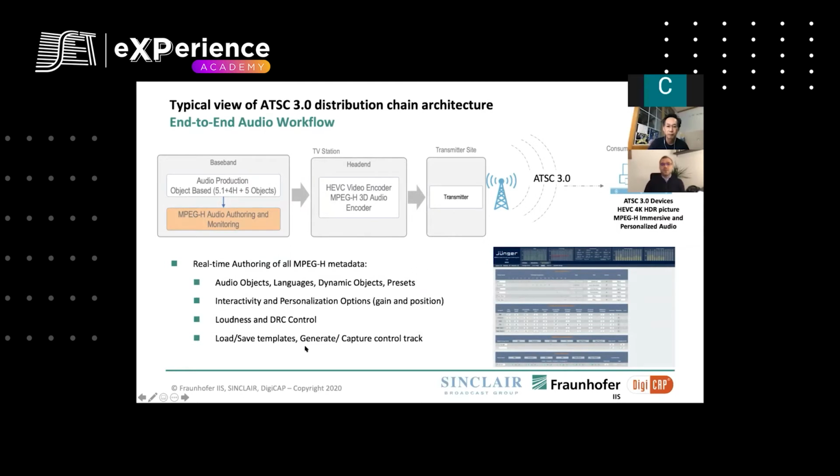So what is new, on one hand, is the audio production, which now has to be object-based. It doesn't necessarily need to contain only objects, but you can have, for example, an immersive setup like 5.1+4 height speakers and 5 additional objects or any other configuration. But this is related to the production, so I will not talk about the sound production, but I will dive directly into the authoring step.